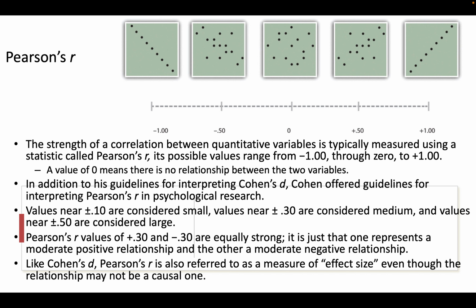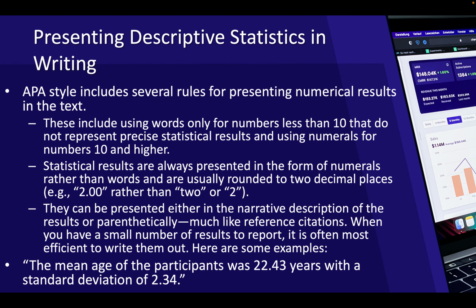Pearson's r values of plus 0.30 and minus 0.30 are equally strong. It is just that one represents a moderate positive relationship and the other a moderate negative relationship. Like Cohen's d, Pearson's r is also referred to as a measure of effect size, even though the relationship may not be a causal one.